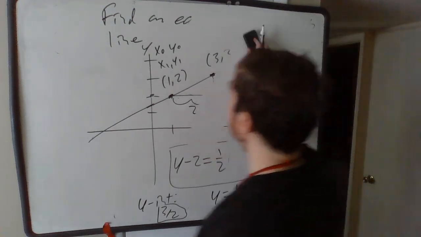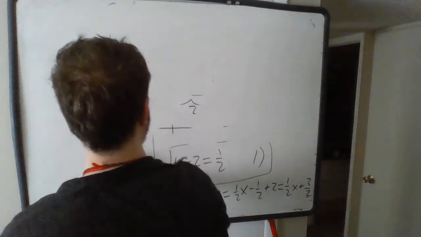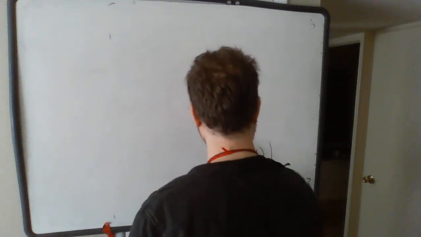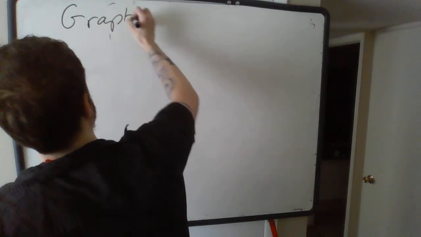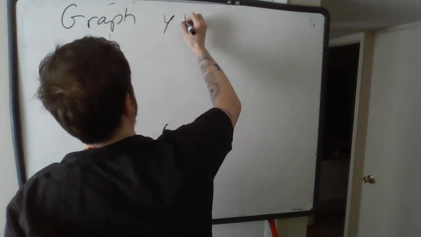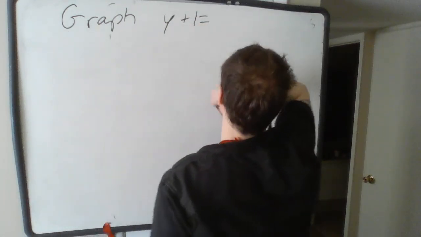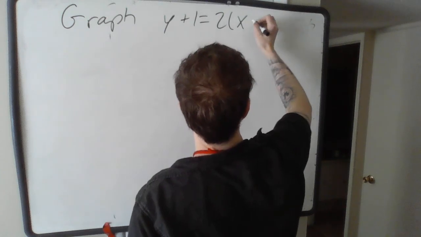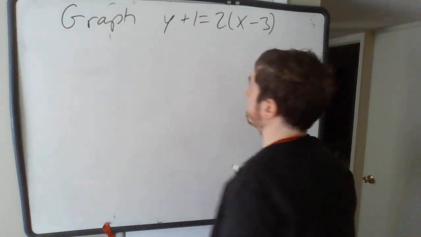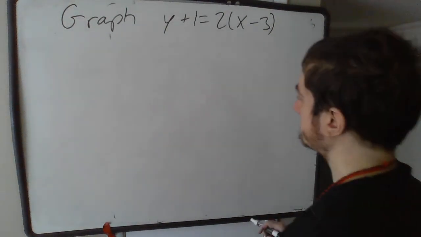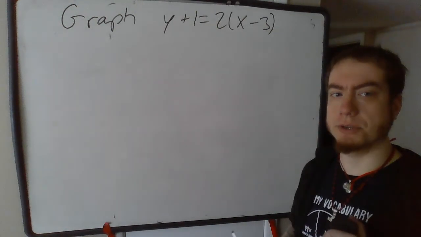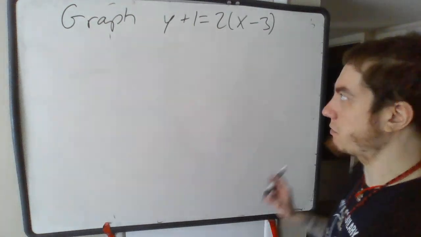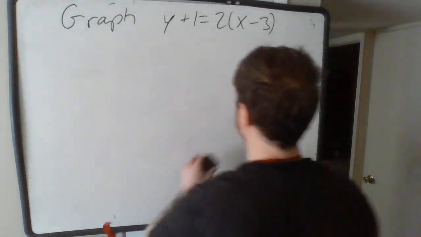Now, what if I asked you to make a graph given something that is in point slope form? So what if I asked you to graph y plus 1 is equal to 2 times x minus 3? I don't think we've done an example like this before, where we give the equation in this form and I ask you to graph it. If I did, it's fine. We'll look at another one here. It doesn't hurt to see extra examples.